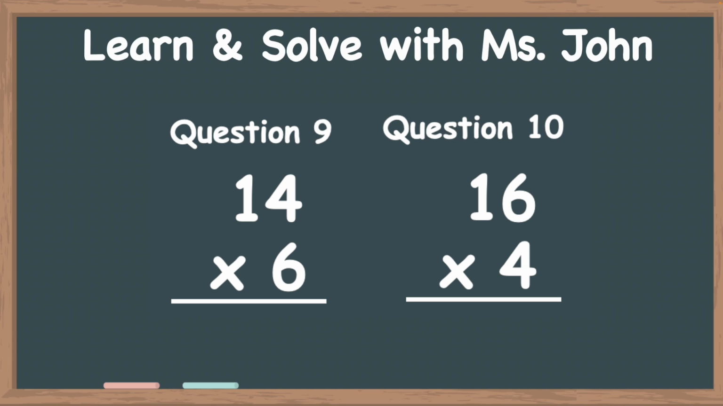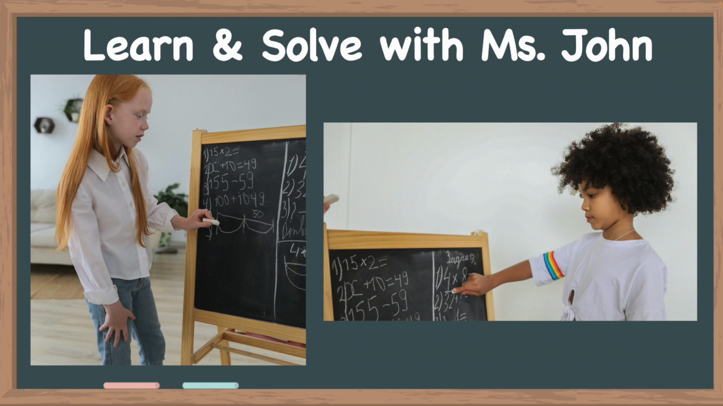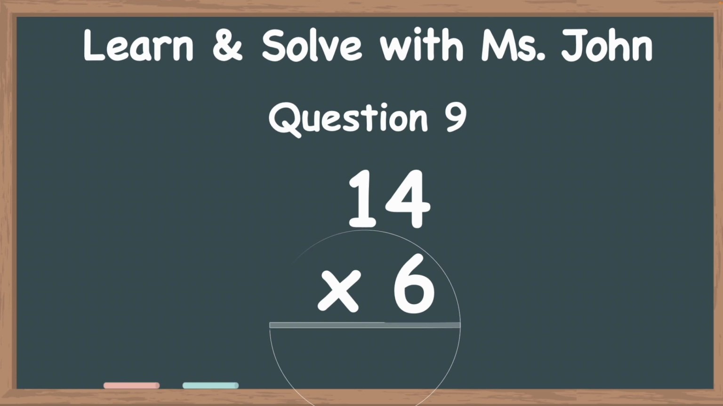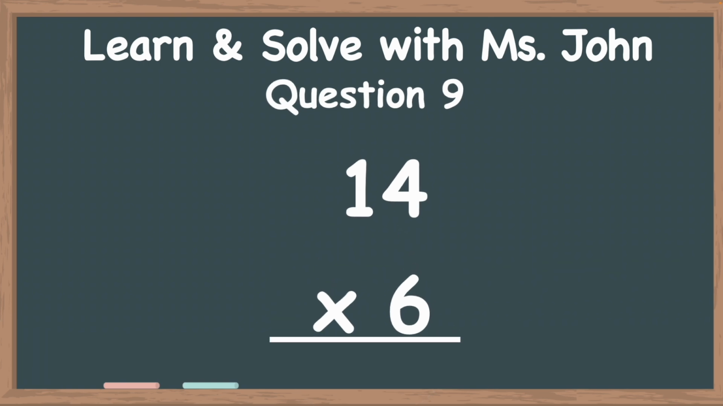We'll complete the next two questions using the long multiplication method. Many of you might know the answer already, but as many math teachers say, it isn't always about knowing the answer, but how you get to the answer is what matters most. Question number 9. 14 times 6. We'll complete this question by multiplying the bottom number 6 with the far right column 4, and then we'll multiply the bottom number 6 with the far left number 1.